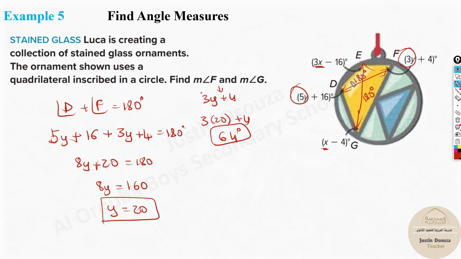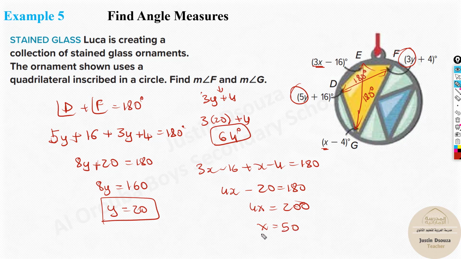But we need to find G as well. Let's do it quickly. So it's the opposite angles: 3x minus 16 plus x minus 4 is equal to 180 degrees. Add them up, it's 4x minus 20 is equal to 180. Take it to the other side, it'll be 4x equals 200 because it'll be plus 20. Now 4 fives are 20, so it'll be 50 over here. x is equal to 50.